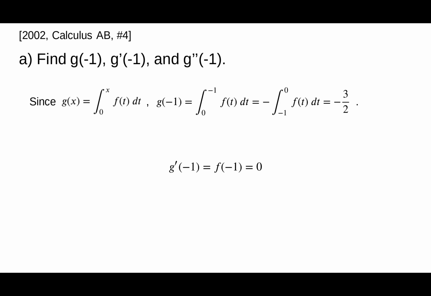Also, g prime of negative 1, by the fundamental theorem of calculus, would just be f of negative 1, which, based on the graph provided, is 0, so g prime of negative 1 is 0. G double prime of negative 1 would just be f prime at negative 1, which, based on the graph, is equal to 3. So we know that g of negative 1 is negative 3/2, g prime of negative 1 is 0, and g double prime of negative 1 is 3.